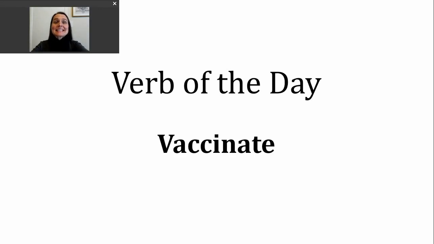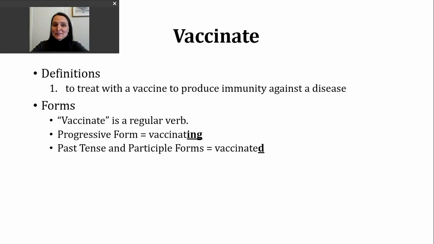Today's verb is vaccinate. Let's take a look at the definition of this word. The really only way you're going to hear the verb vaccinate used is to mean to treat with a vaccine to produce immunity against a disease.